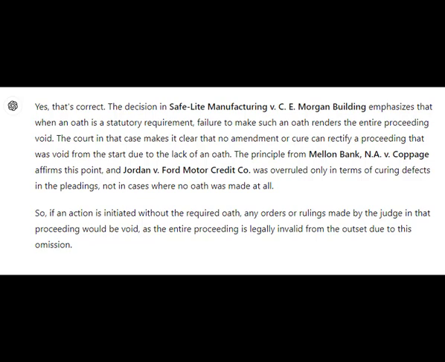The principle from Mellon Bank NA v. Coppage affirms this point, and Jordan v. Ford Motor Credit Co. Straw was overruled only in terms of curing defects in the pleadings, not in cases where no oath was made at all. So if an action is initiated without the required oath, any orders or rulings made by the judge in that proceeding would be void, as the entire proceeding is legally invalid from the outset due to this omission.